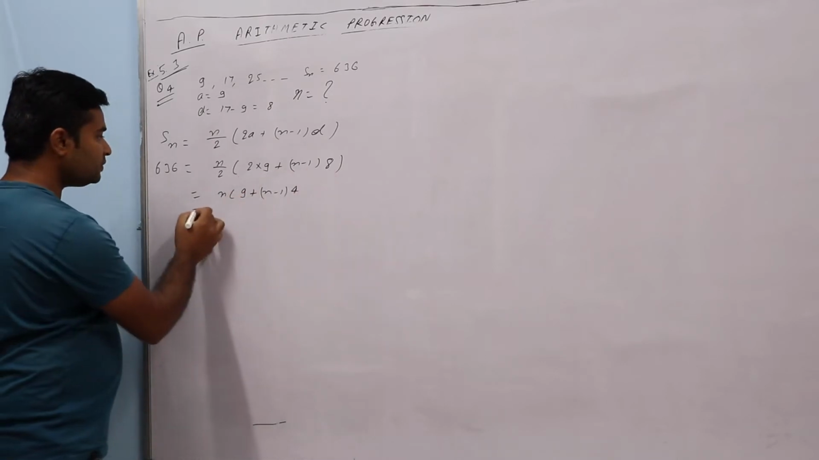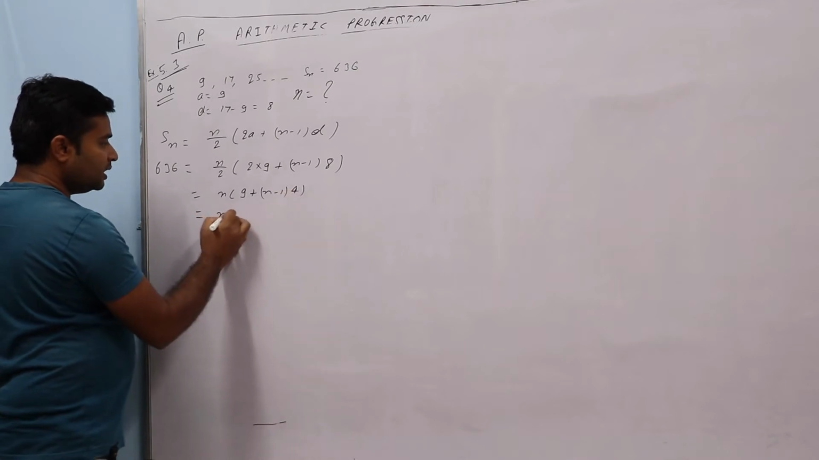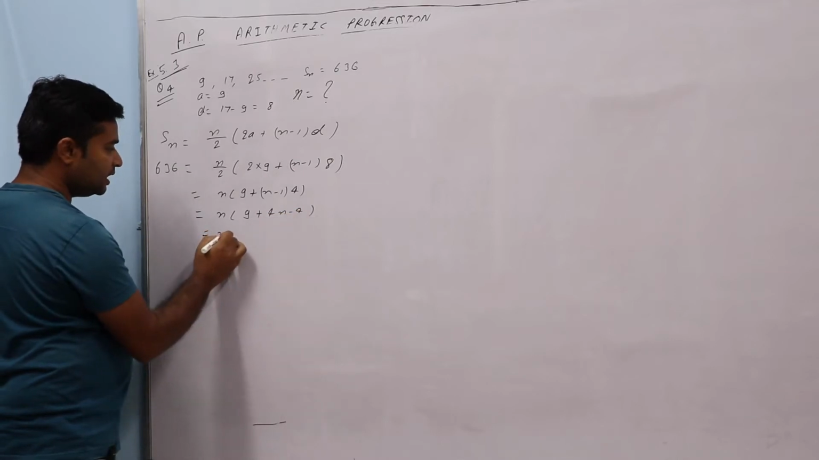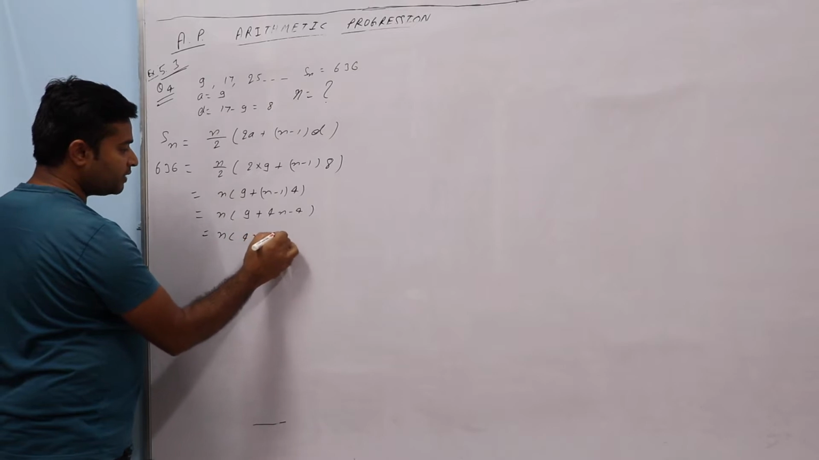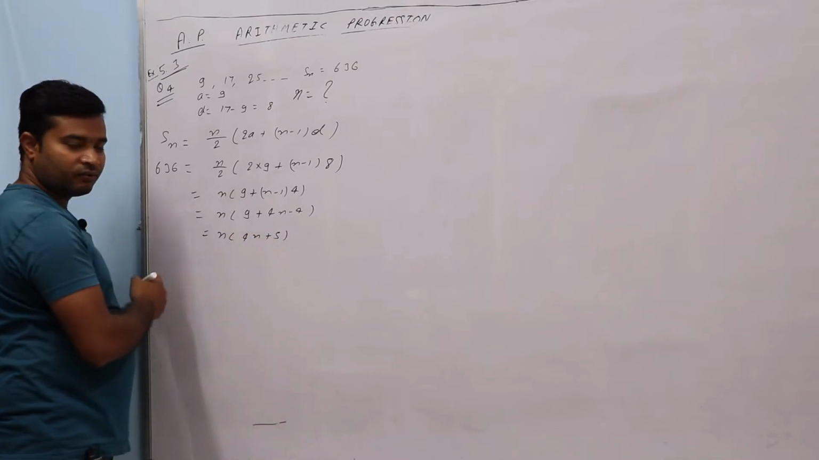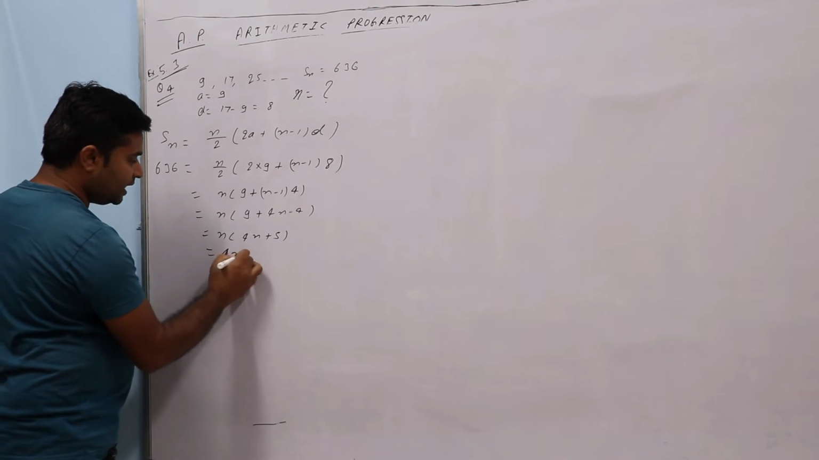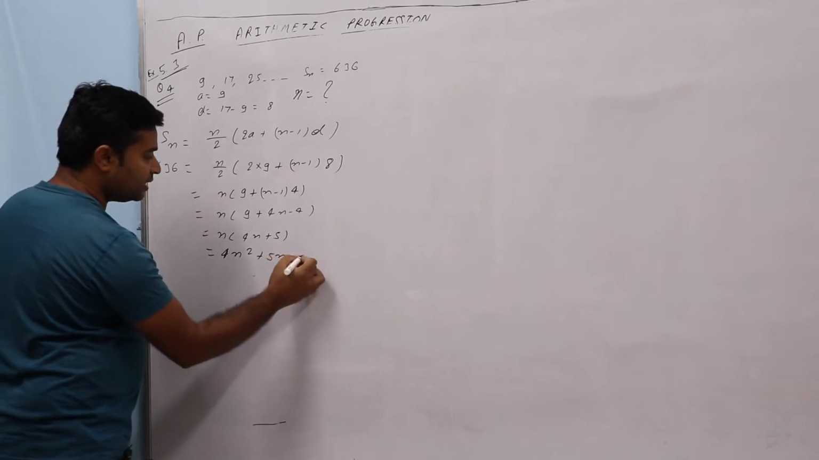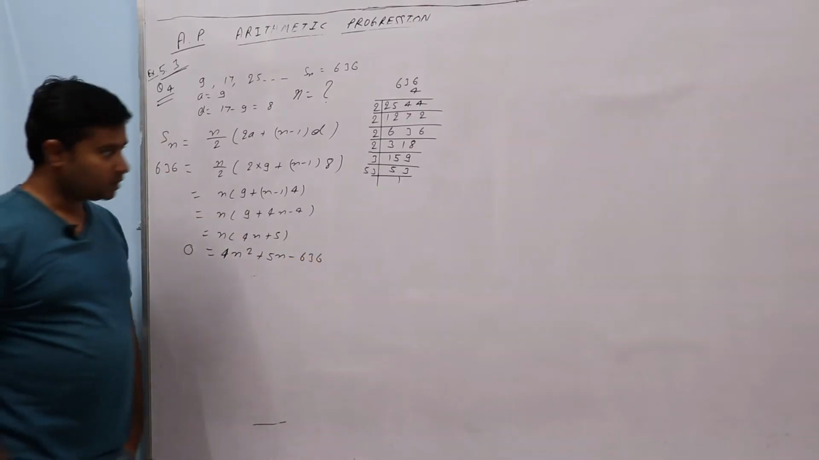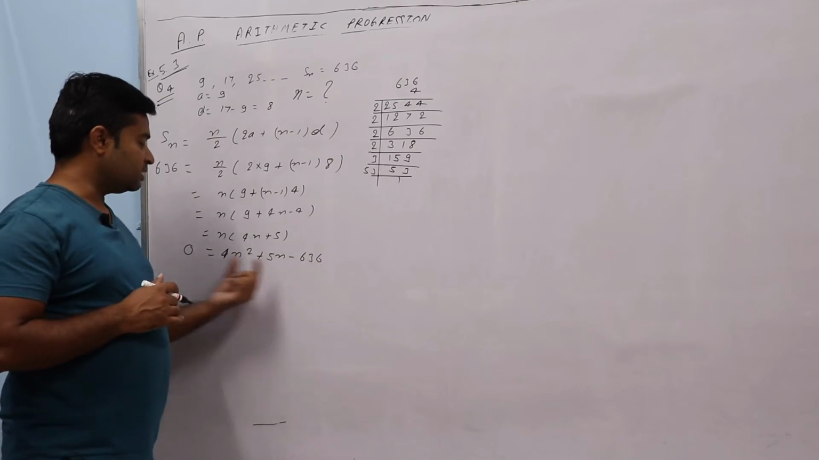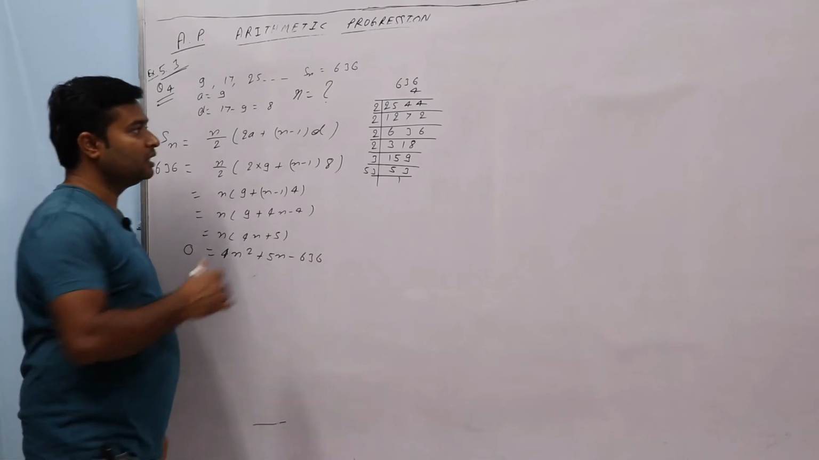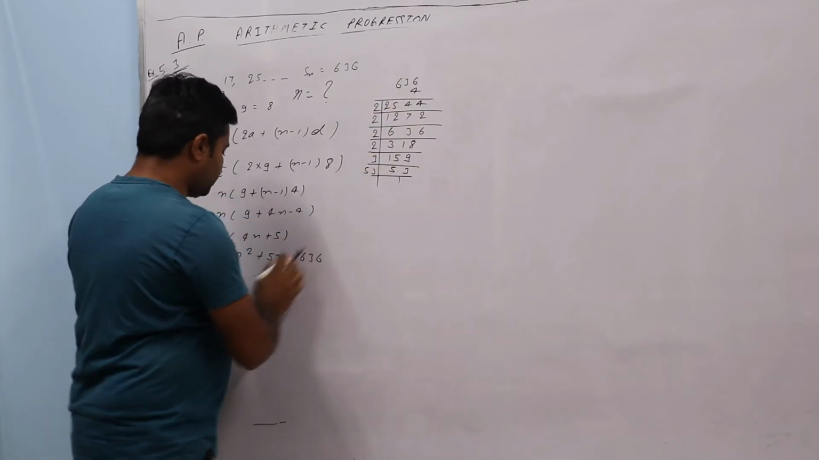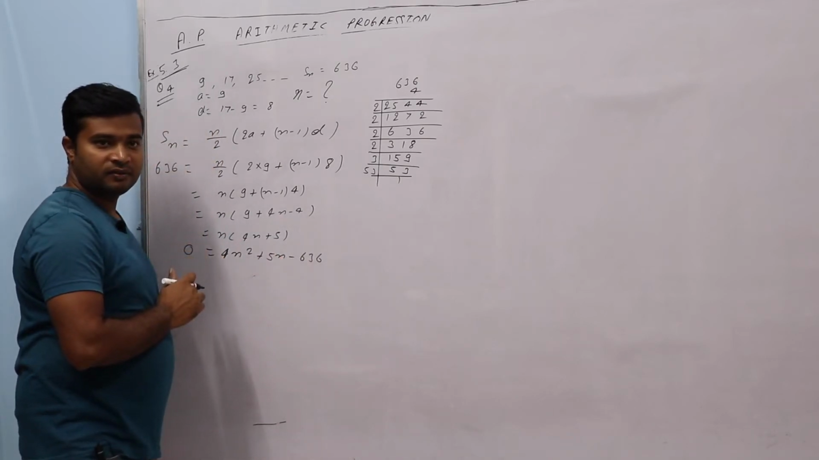So how much does this become? n into (9 plus 4n minus 4), which means n into (4n plus 5). Multiplying, we get 4n square plus 5n, equal to 636. So you should find the product of 636 into 4 and do the prime factorization also. Now we should get a difference of 5.